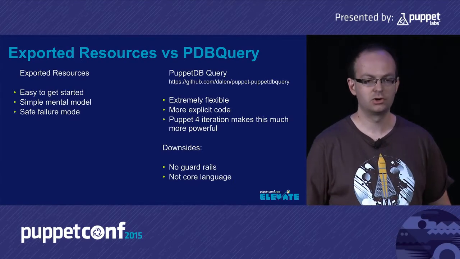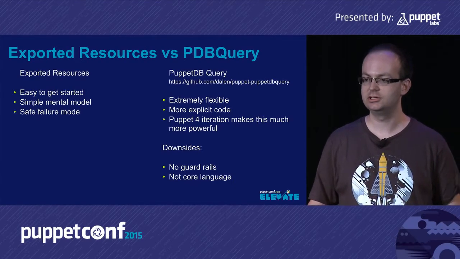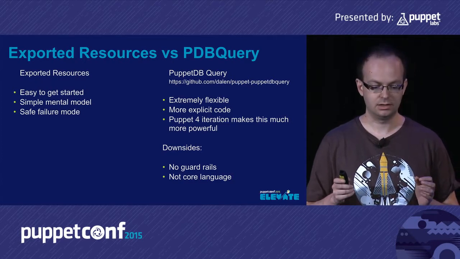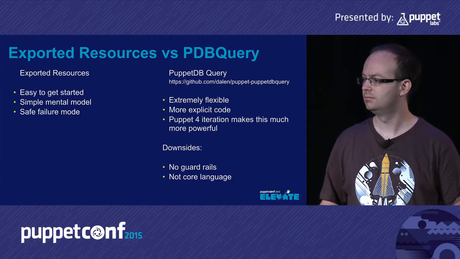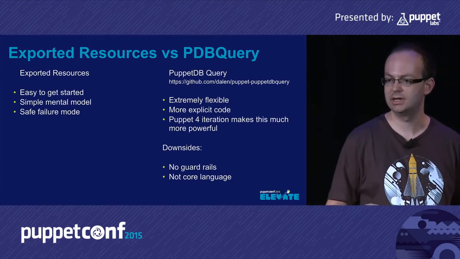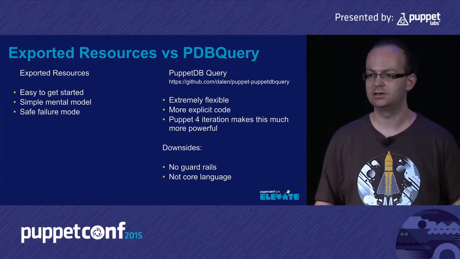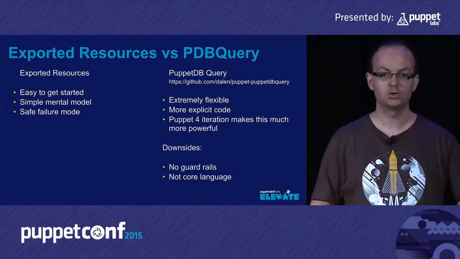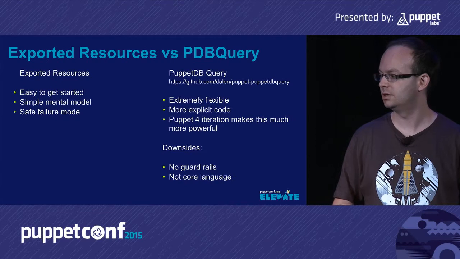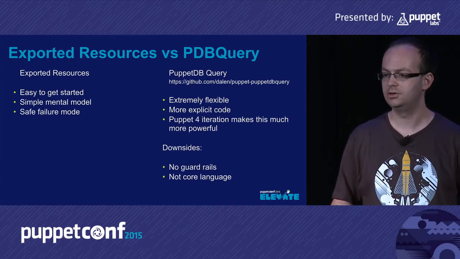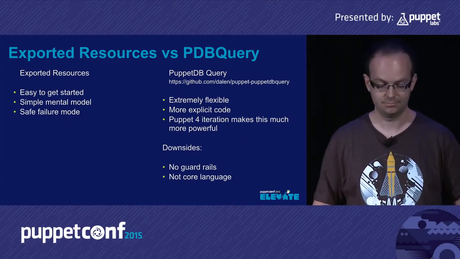So exported resources, there are perfectly valid reasons to use. But if you use PuppetDB query, you get a lot more power. You get more risk, right? You get basically whatever you can dial in, as far as you can get less risk than exported resources. You can get more risk. You can build your own, you can dial in your own level of comfort.